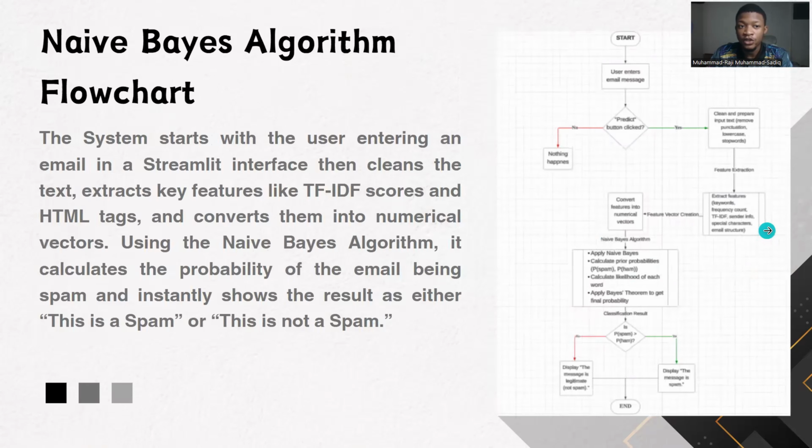The next is the flowchart for the Bayes algorithm itself. So the system starts with the user entering an email in a Streamlit interface, as we discussed. Then the system cleans the text, extracts features like TF-IDF scores and HTML tags, and converts them into numerical vectors. Using the Bayes algorithm, it calculates the probability of the email being spam or not, and instantly shows the result as either this is a spam or this is not a spam. So as you can see on the right here, this flowchart explains how the Bayes process works.